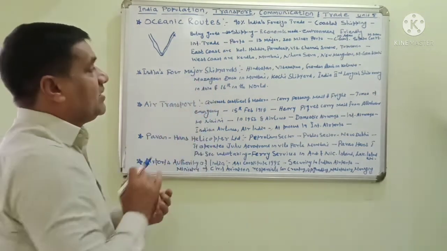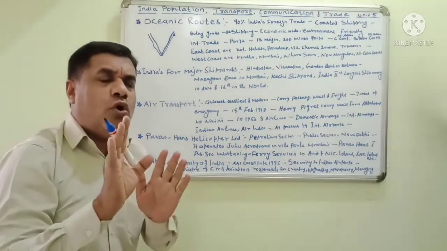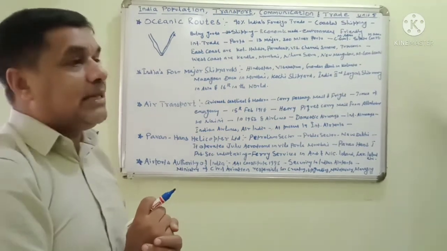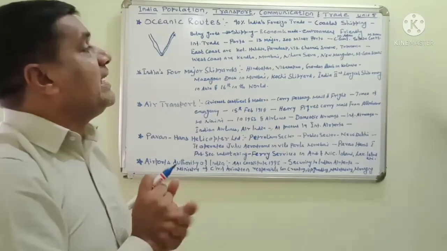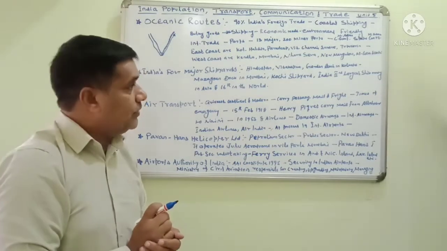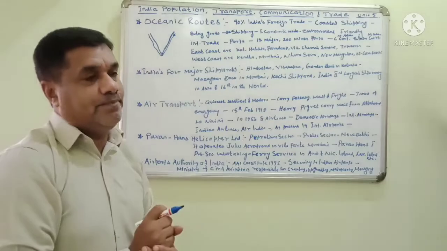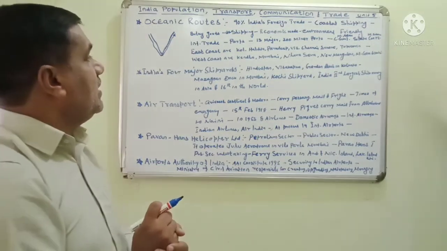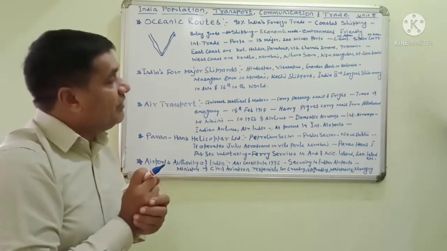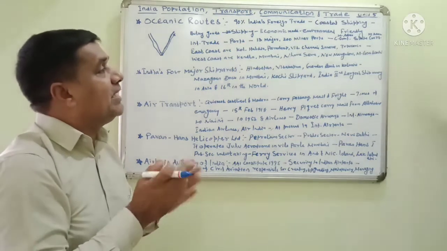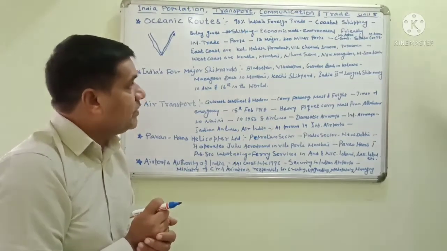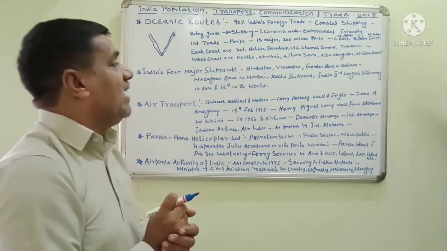India has four major shipyards. One is Hindustan Shipyard in Visakhapatnam. Secondly, Garden Reach in Kolkata. Third, Mazagon Dock in Mumbai. Fourth, Kochi Shipyard in Kochi. Listen once again, students. The four major shipyards are Hindustan Shipyard at Visakhapatnam, Garden Reach Shipyard in Kolkata, Mazagon Dock in Mumbai, Maharashtra, and Kochi Shipyard in Kochi, Kerala.